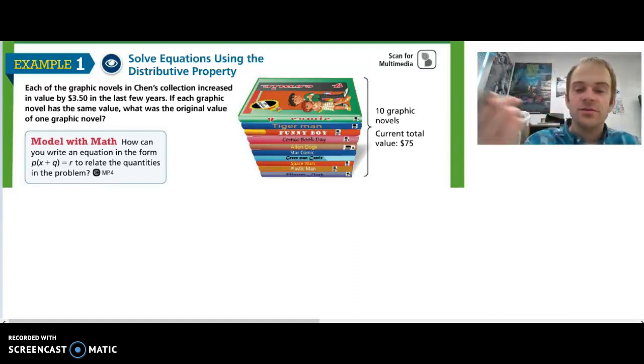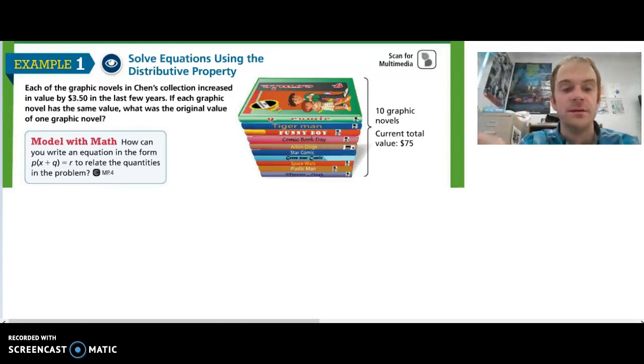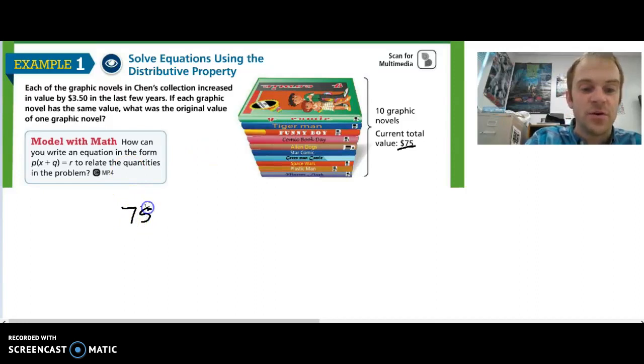So here we can use whatever variable we want to represent the value or the price of the original graphic novel. But we're told a couple of helpful things over here. We're told that the total value is 75. So if you remember, we said that once we know a total amount, that is cluing me in really to what's going to be on one side of my equation. So I know that whatever other expression I come up with is going to equal 75.